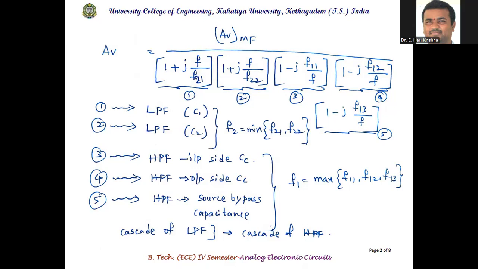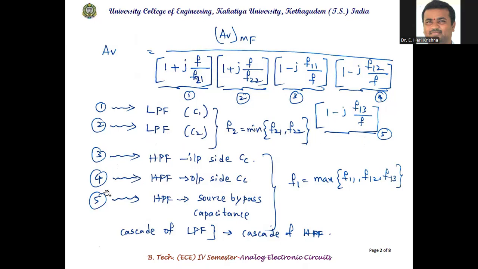1 and 2 are a cascade of low pass filters. The first low pass filter is because of the input side internal capacitor. The second low pass filter is the output side internal capacitor. So F2 is equal to the minimum of F21 comma F22.